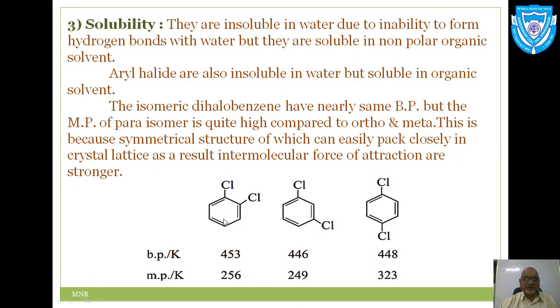If you see, this is an orthochlorobenzene, this is a metachlorobenzene and this is a parachlorobenzene. The boiling point of this is 453, but the melting point is 256. In ortho, it is 446, but the melting point is 249. So both have decreased. But in para, it is 448, so it is increased compared to meta. And the melting point is 323, further increased than meta. So hence, we can conclude from these three structures, ortho, meta, and para, that ortho and para are more stable structures than meta.